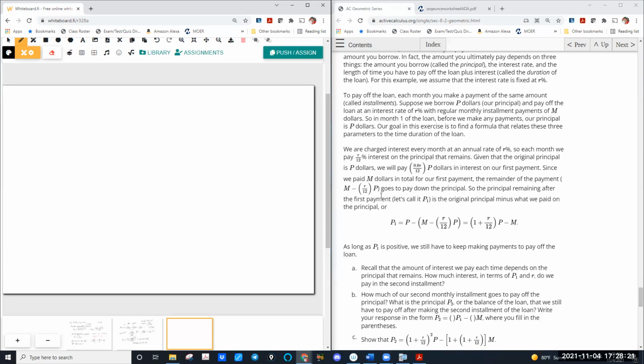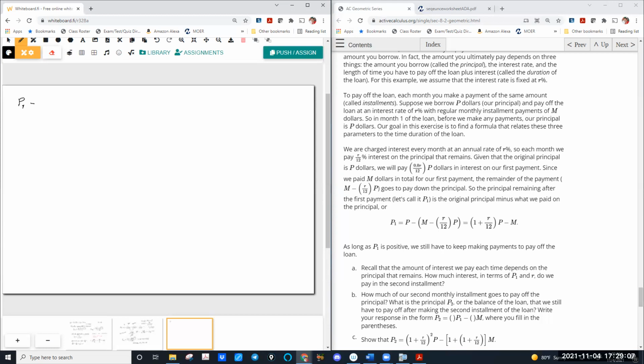Now, what happens each month is you have some monthly payment, and then you pay off that payment. Some of it goes to interest, the rest goes to principal. So this is M minus R over 12 times P. R over 12 times P is the amount we're paying in interest. So our monthly payment minus the interest is what goes towards the principal. All right. So I'm going to write some of this down so you guys can follow along. What the book's calling P1, that's our payment after 1 month.